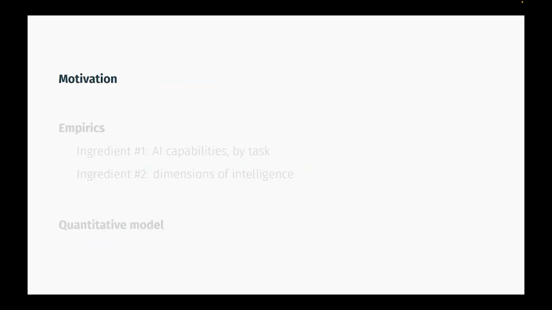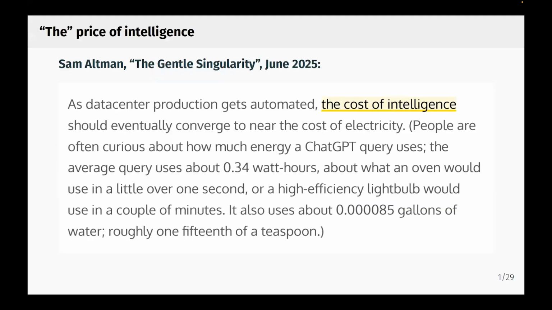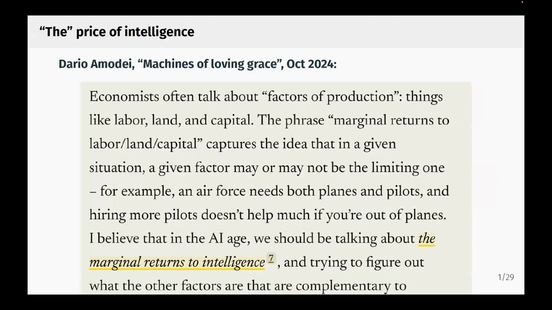I'll have a pretty extended motivation, so just bear with me because I think that's important for fixing ideas. Then we'll get into some of the empirics, talking about some of the methods around this time machine chart and dimensions of intelligence. So, context. Sam Altman recently wrote a blog post where he talks about the cost of intelligence. Dario Amodei also has an essay from last year where he talks about the marginal returns to intelligence.